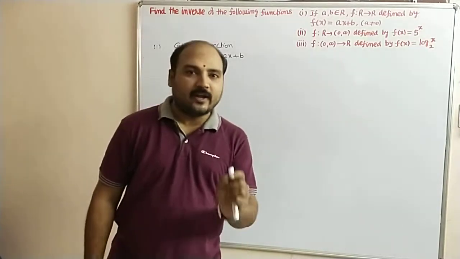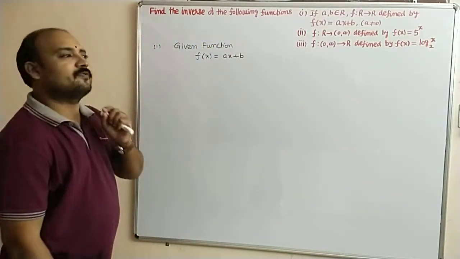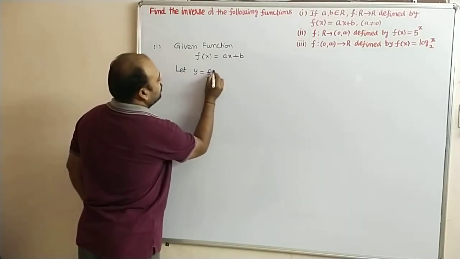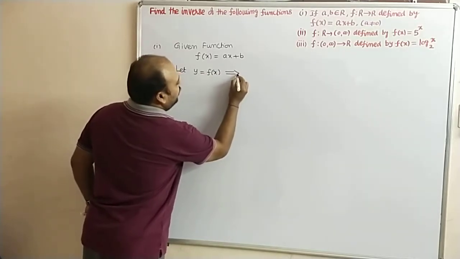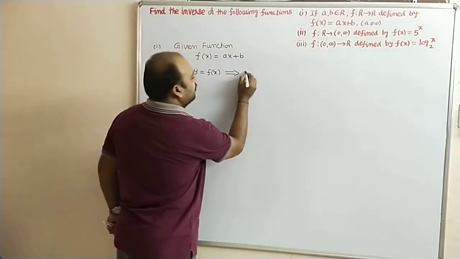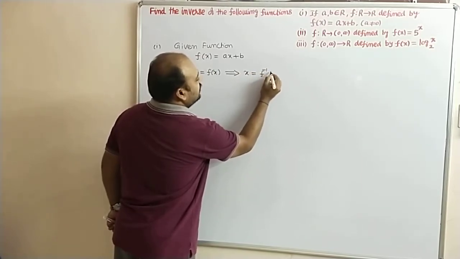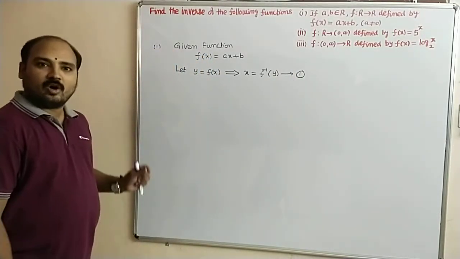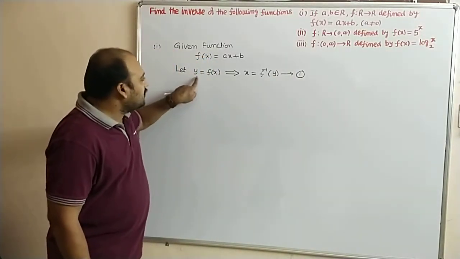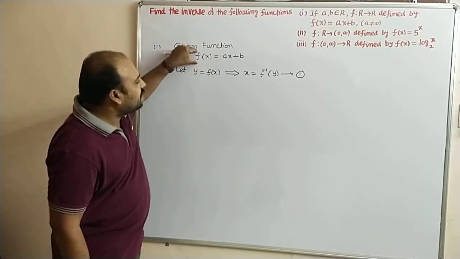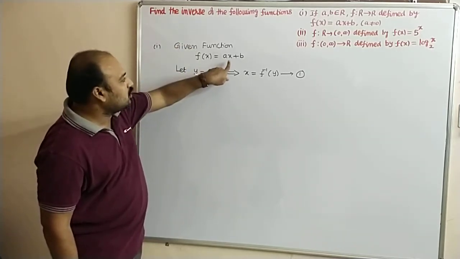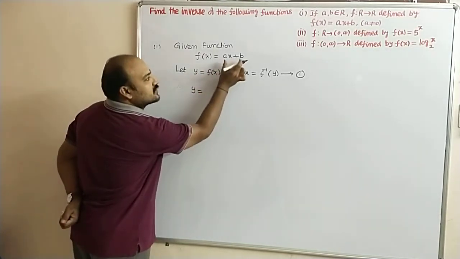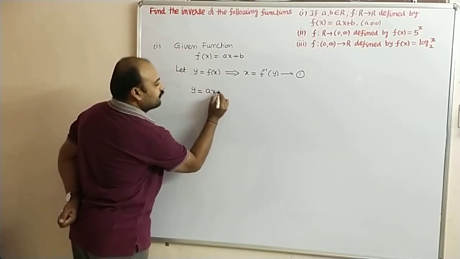Whenever you are going to calculate the inverse of a function, we have to assume that y is equal to f of x. That implies that x is equal to f inverse of y. This is the inverse function definition. Put that as equation number 1. After that, y is equal to f of x, so the given function f of x is equal to y. So y is equal to ax plus b.